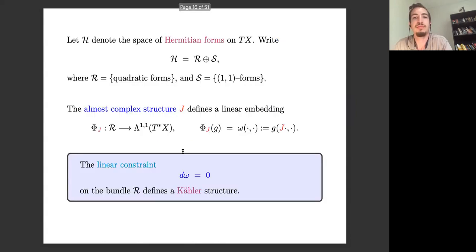Okay, so what we'll do is let H denote the space of Hermitian forms on each tangent space, smoothly varying. We'll write it in a similar way to what we saw before. We can think of the almost complex structure as a linear embedding from the metrics into the space of (1,1)-forms, given by inserting J into the first entry. That allows us to take our metric to the form. It's not necessarily symplectic. Now if I impose this linear constraint by declaring that the exterior derivative of this (1,1)-form vanishes, then that defines a Kähler structure.